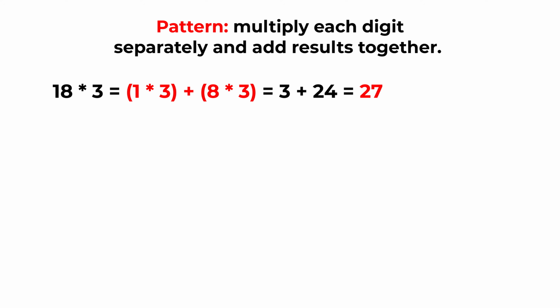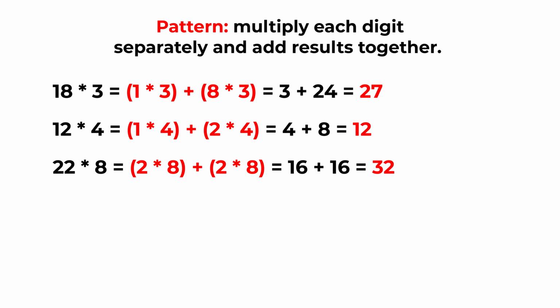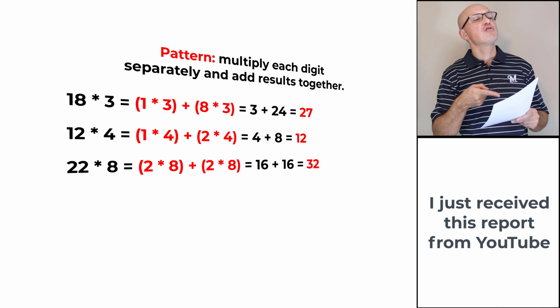In a similar way, 12 multiplied by 4 can be calculated as a result of 1 multiplied by 4 in parentheses plus 2 multiplied by 4 in parentheses would be equal 4 plus 8 and would be equal to 12. And in very similar way, 22 multiplied by 8 would be result of 2 multiplied by 8 in parentheses plus 2 multiplied by 8 in parentheses, which would be 16 plus 16, which would be equal to 32.